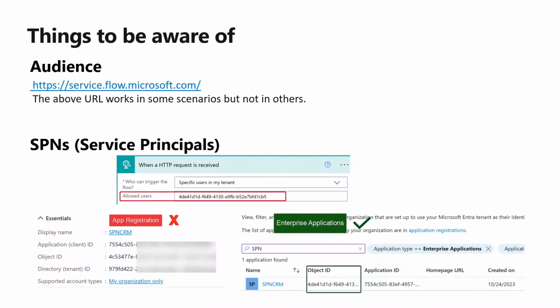So there are a couple of things I want to share with you that I have learned during my testing. The first one is related to the audience. The specific service.flow.microsoft.com URL works in some scenarios, but not in others. For example, when I tried to get the authentication token in Postman, it didn't work. I had to add /.default at the end of the URL to get the proper authentication token.